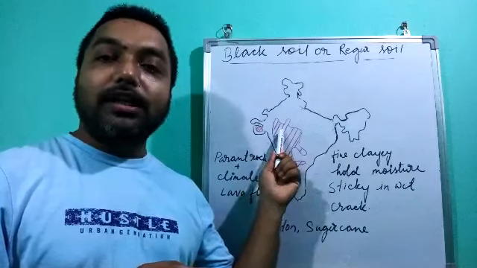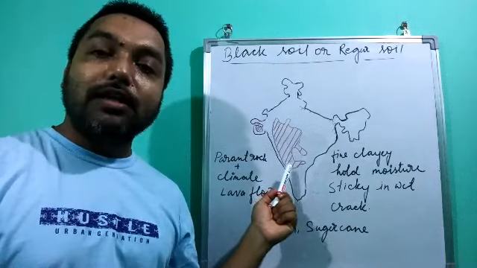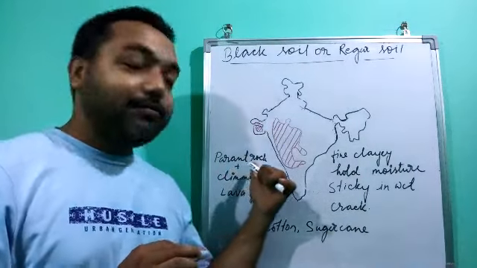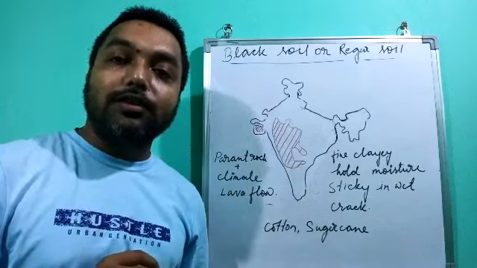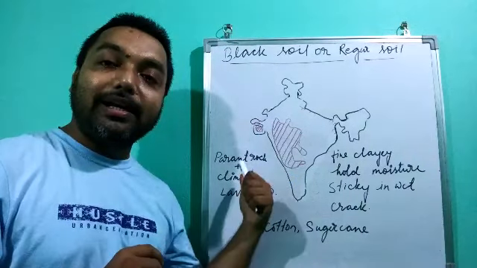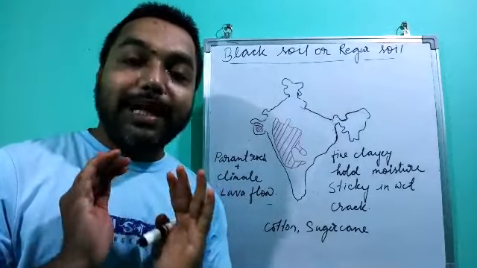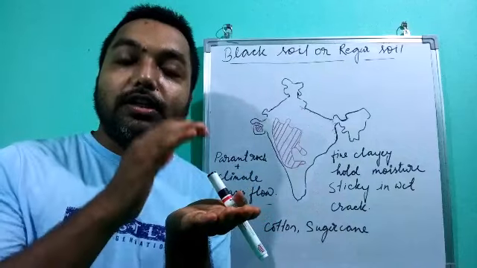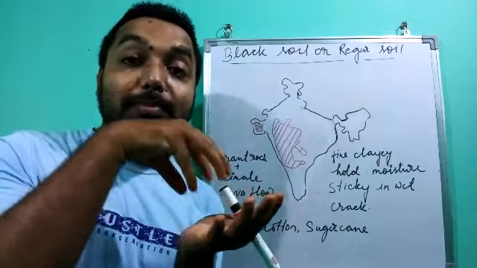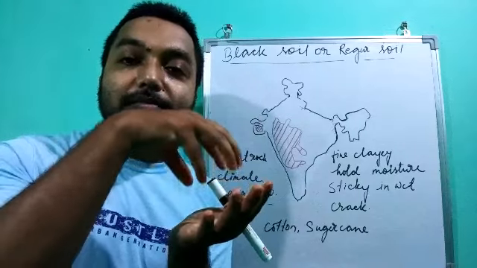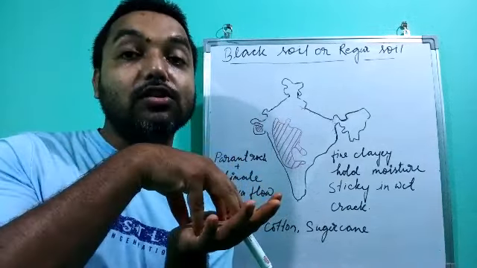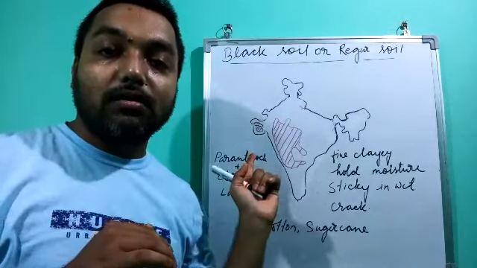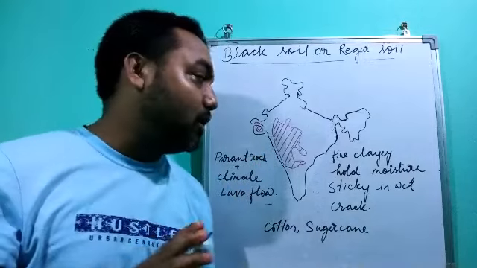It is mainly found in the states of Maharashtra, then some parts of Andhra Pradesh, and some parts of Gujarat also. The main factors that affect the formation of this soil are parent rock and climate. Black soil is very much related to its parent rock, from which it is formed. It is black in color, and the parent rock from which it has been formed is igneous rock, which is also black in color. So parent rock and climate are the only factors which affect the formation of black soil.